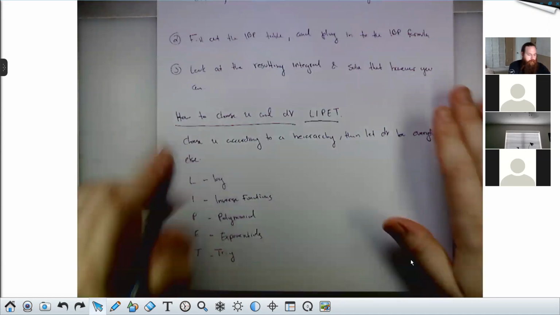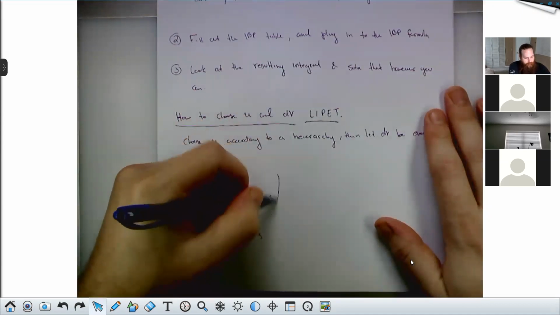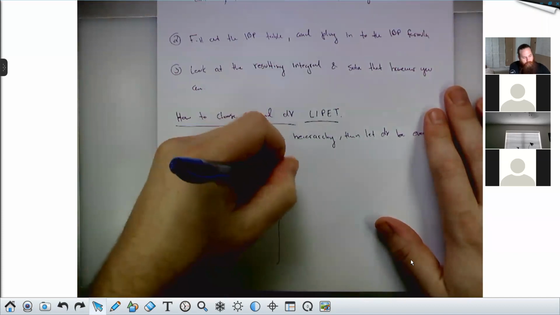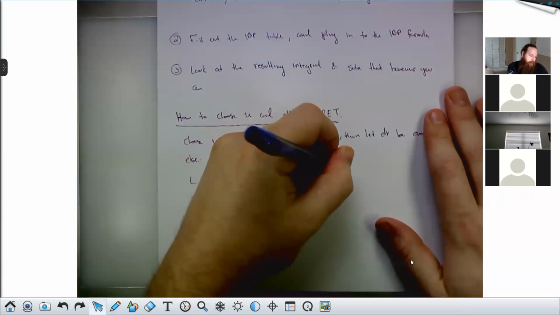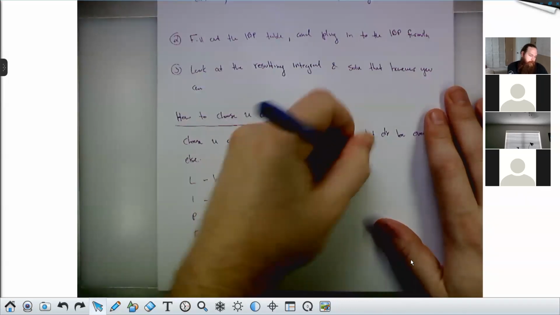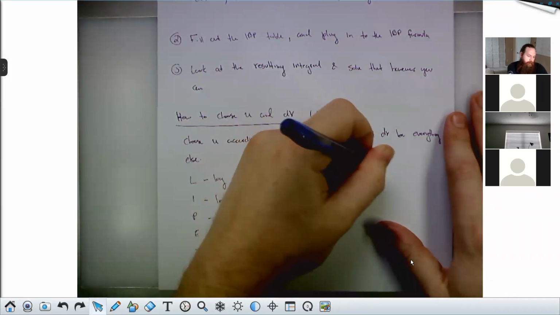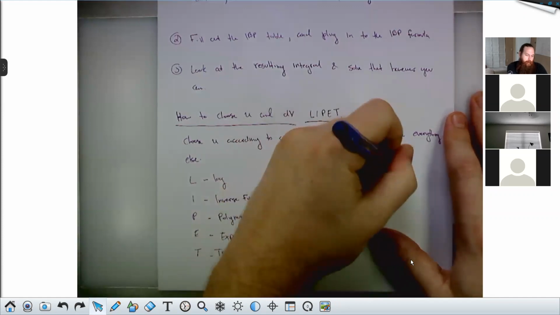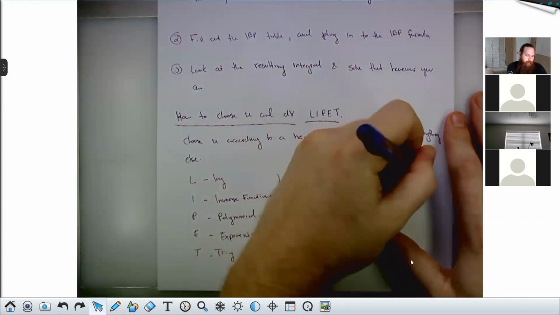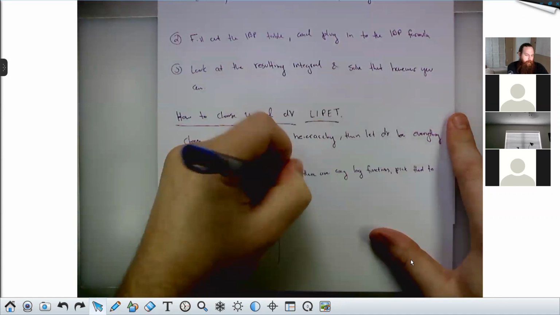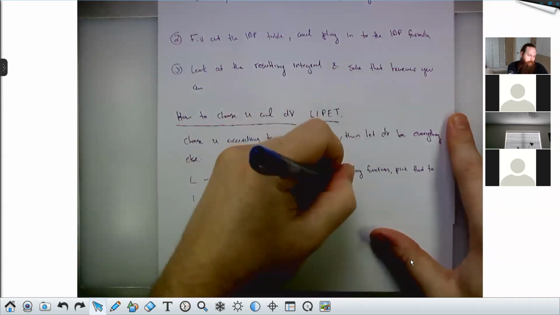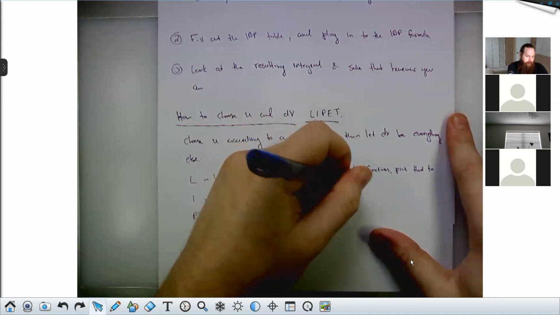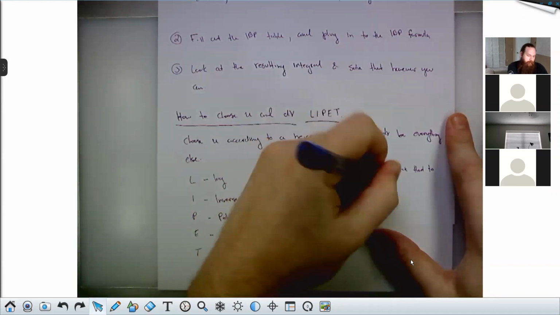So it goes like this. And this is your hierarchy for picking u. If there are any logs, any log functions, pick that for u. Pick that to be u and let dv be everything else.